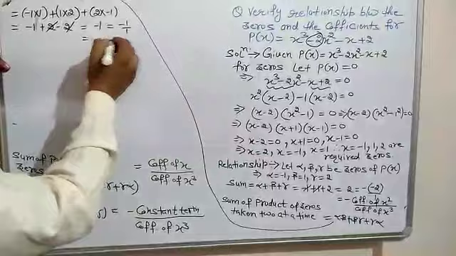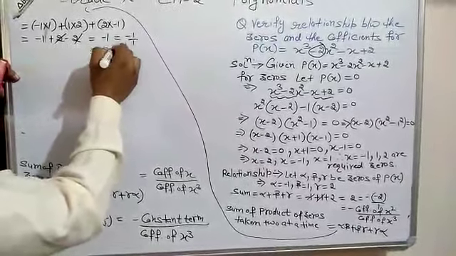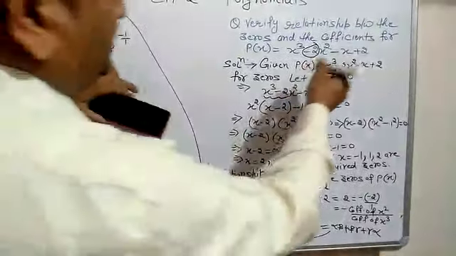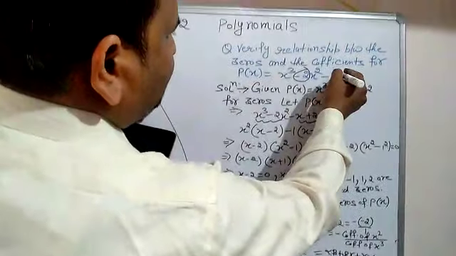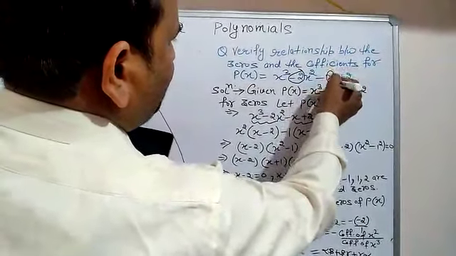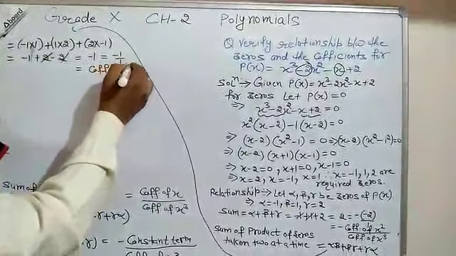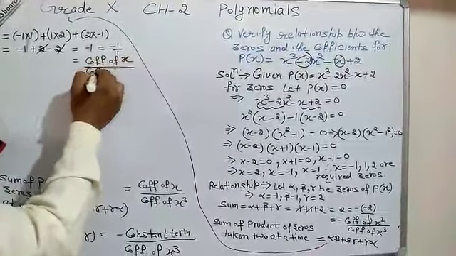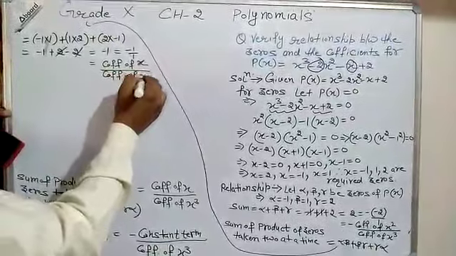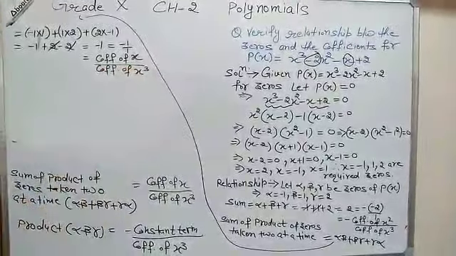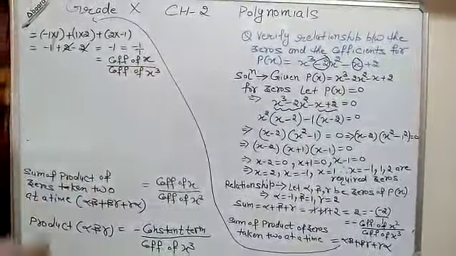See, this we can write as coefficient of, come here, check your equation. This is what? Minus 1. Minus 1 is what? Coefficient of x. So it is coefficient of x divided by coefficient of x cube.